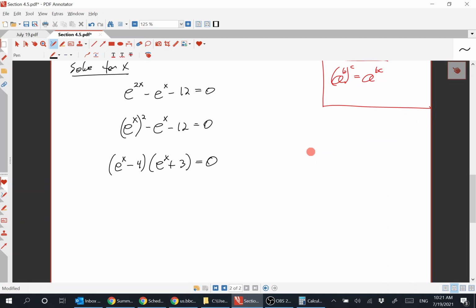All right. So this means e to the x minus 4 equals 0, or e to the x plus 3 equals 0. Now, what I can do is isolate the e to the x.